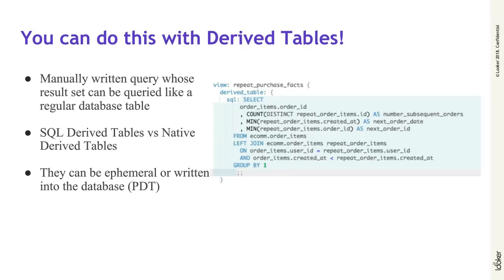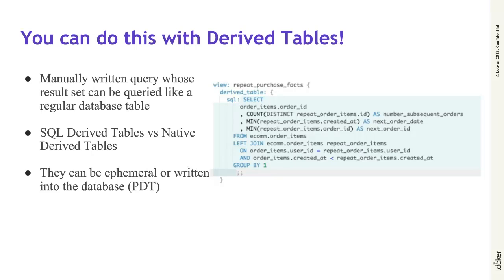So this example that you see on the right-hand side is what we call a SQL derived table. I mentioned earlier that there are actually a couple of different types of derived tables. This is probably what you're familiar with if you've been exposed to derived tables, and you recognize this. So SQL derived tables is one type, and the other type that we'll talk about today is a native derived table.